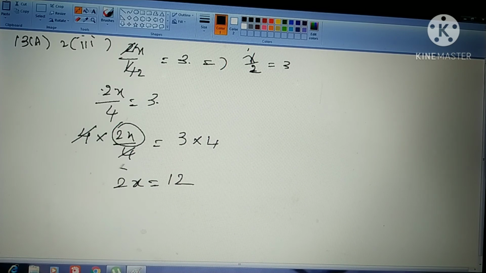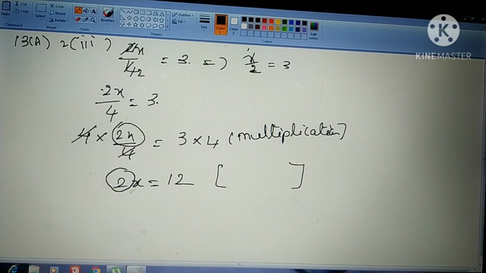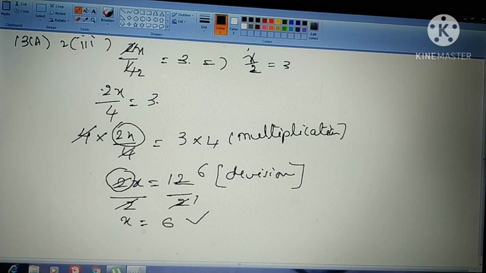Now what to do? You have to remove this 2 also. Here what is 2 doing? Multiplying this x. Multiplication. Now see this one. To remove this 2, we have to divide with 2 on both sides. So division. Now what will you get here? 2 will be cancelled. x is equal to 2 ones are 2, 2 sixes are 12, so 6. So your answer is 6.